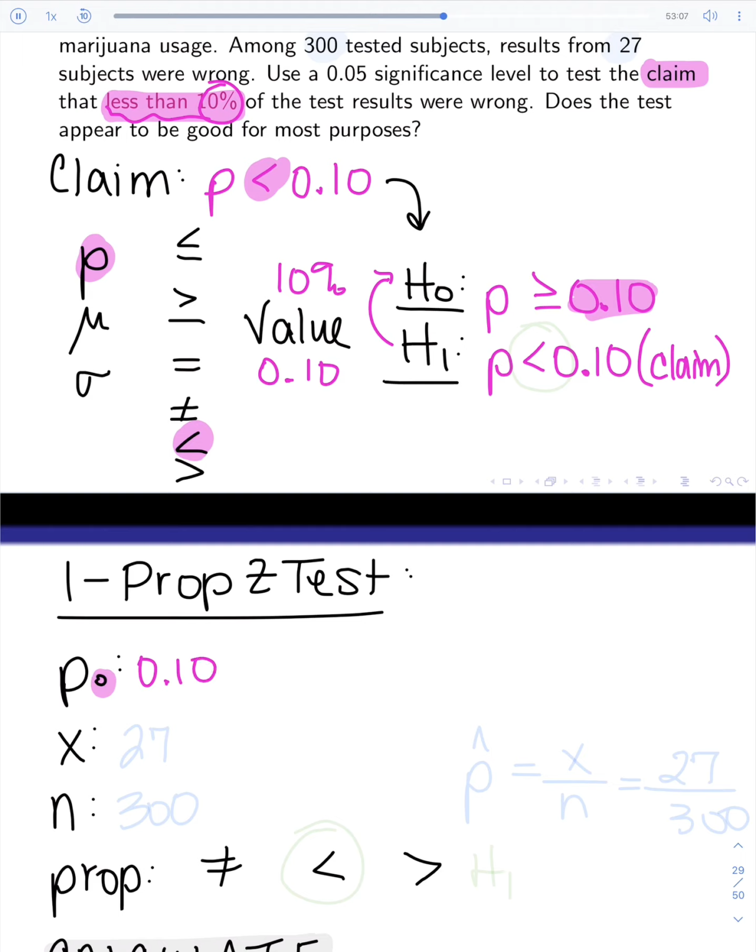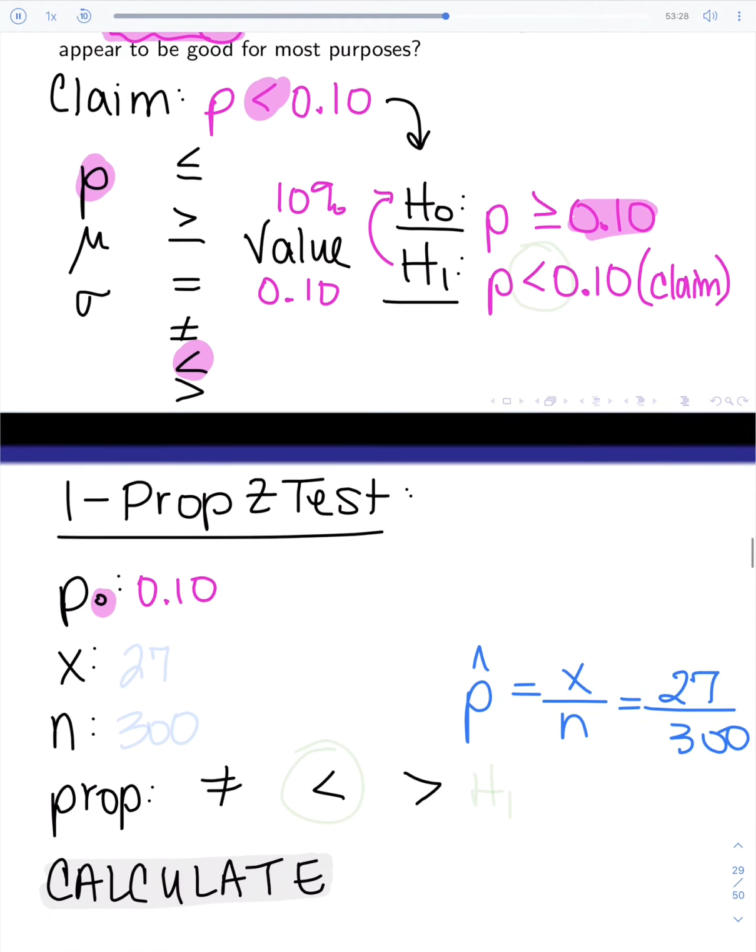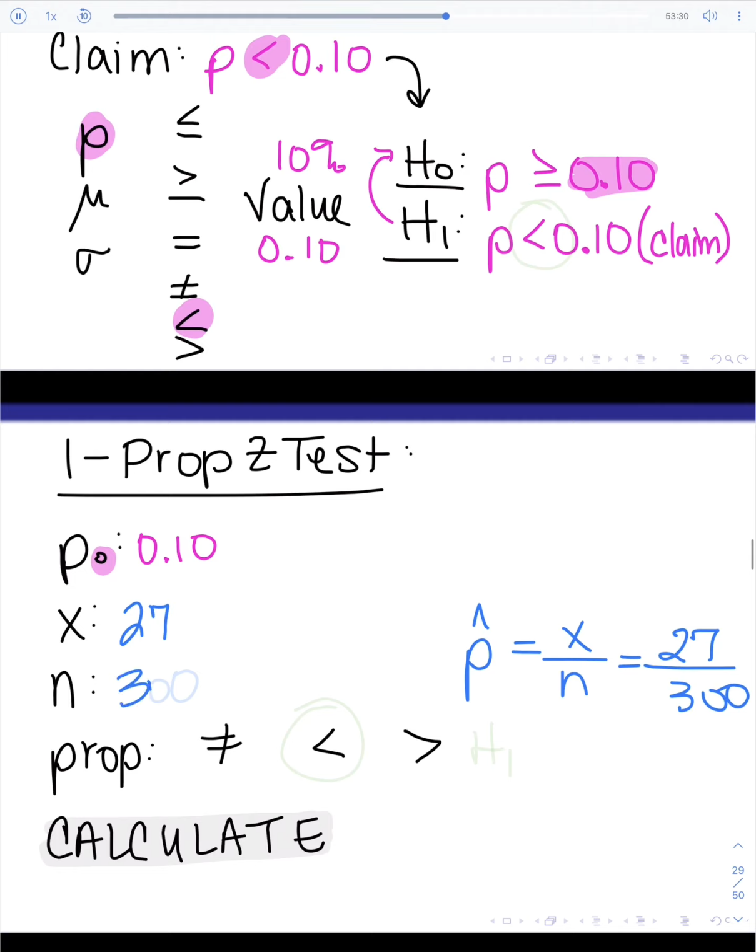Also, we need our x and our n, which is going to come from our p hat, our sample. So our p hat, which is normally x over n, comes from our sample, which is going to be the 27 out of 300 subjects that said that it actually ended up being wrong. So the 27 out of 300. The 27 will be your x. Your 300 is your total, your n.